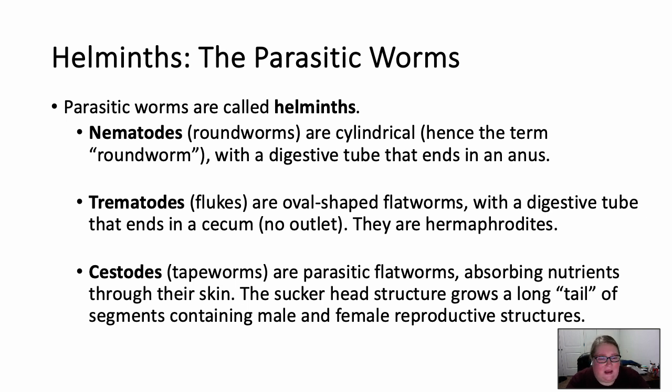Attached to that head are going to be long segments, so they're going to make their tail. This is also going to be hermaphroditic because they're going to contain both male and female reproductive organs. Those are our 3 types of parasitic worms. I would know what each of these are. Know what they mean. Know that cestodes are tapeworms. Know that flukes are the trematodes. Roundworms are the nematodes.